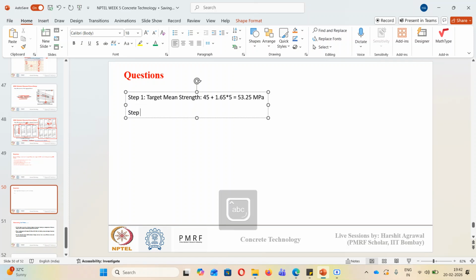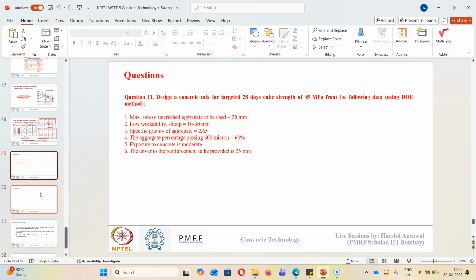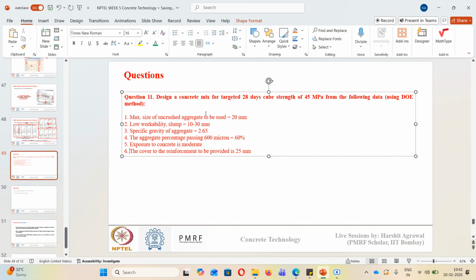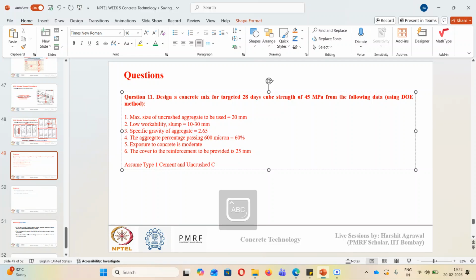Now step 2 is water to cement ratio estimation. For this we'll use the DOE chart. It is given to us in the question that we have type 1 cement and uncrushed coarse aggregate. These two things need to be mentioned. I will just mention here: assume type 1 cement and uncrushed coarse aggregate. So these things we need to mention.